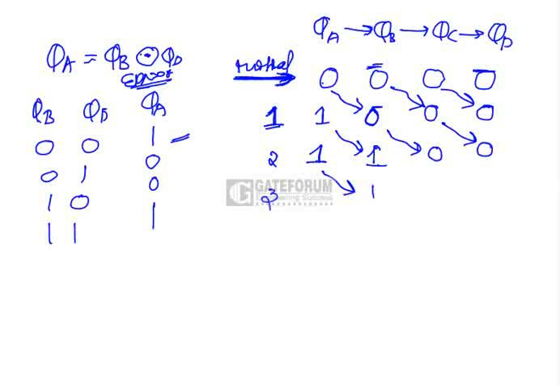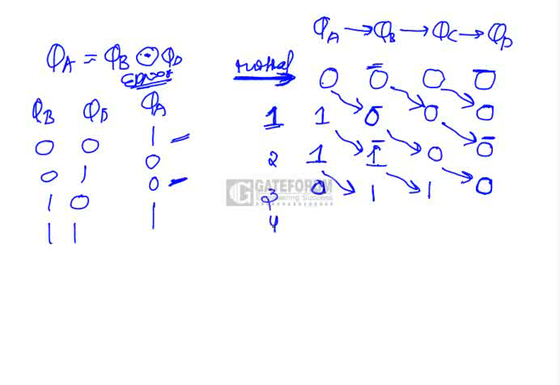Similarly, when you give clock pulse 3, QA is replaced with QB, QB is replaced with QC and QC is replaced with QD. When these are replaced, what is the value of QA here? See here, QB XNOR QD, that is 1 and 0, the value is 0. So this is replaced with 0.